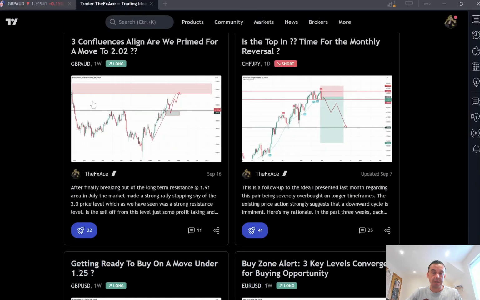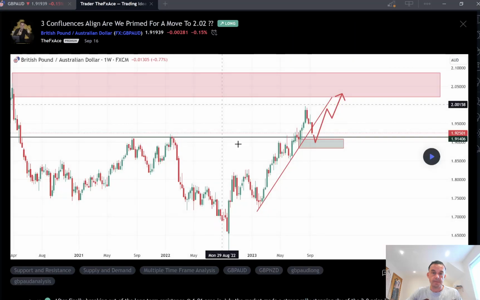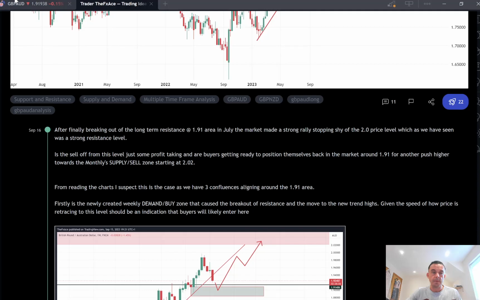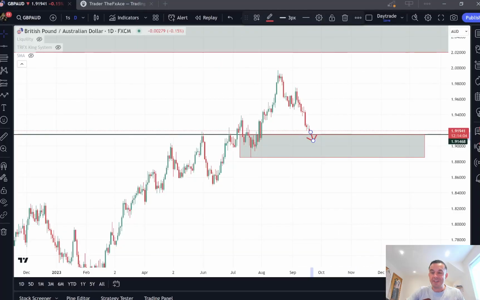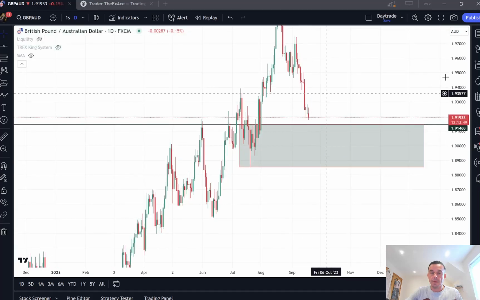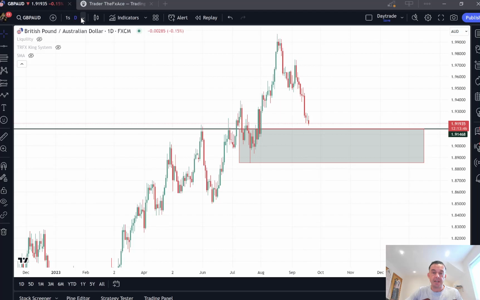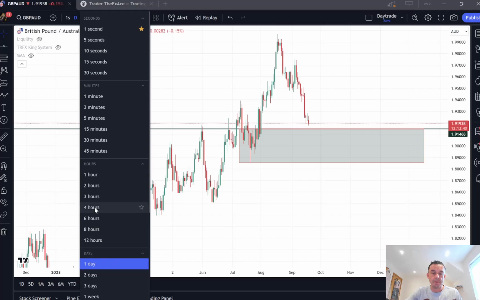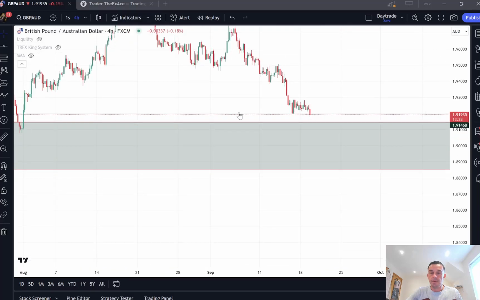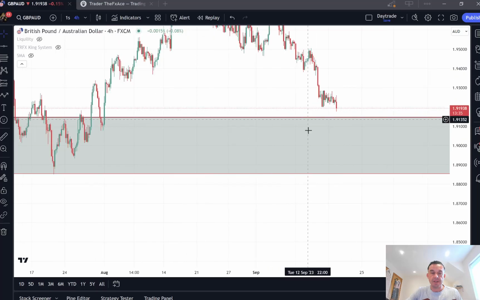And if you read the post I just put up there, the resistance, now support, is at 191. So what I'm starting to look for is evidence of price action slowing down on approach to the 191 area resistance towards this weekly demand area. If we look at the daily chart, there is a strong descent into it. If we look at the 4-hour chart, the market's starting to pause as we come into this area.